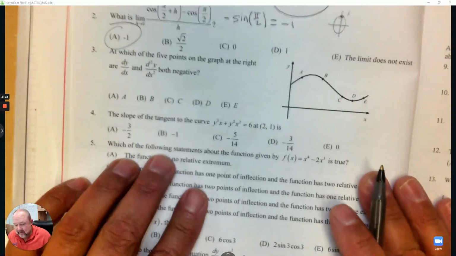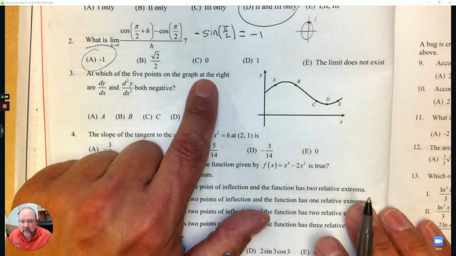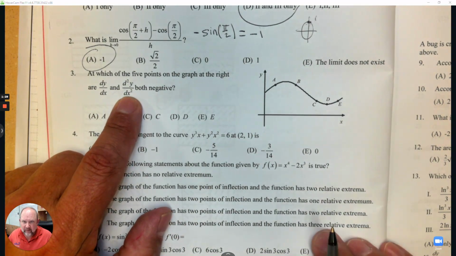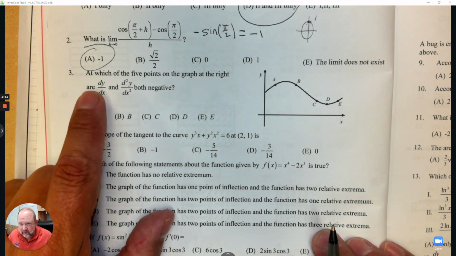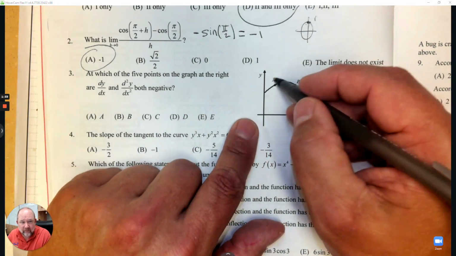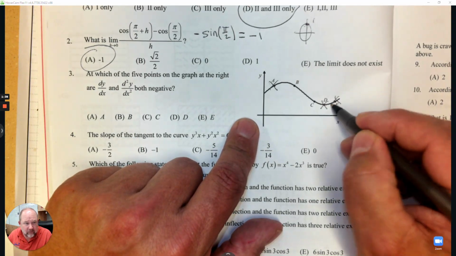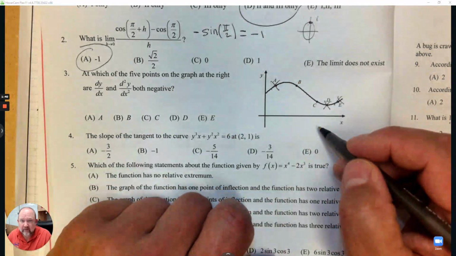Number 3, at which of the 5 points on the right are the derivative and the second derivative negative? Try it. This is a great question. So the derivative is negative if it's going down. So it can't be that one. Can't be that 0 and that one. So there's 2 that are going down.